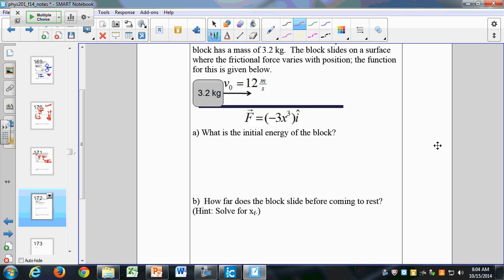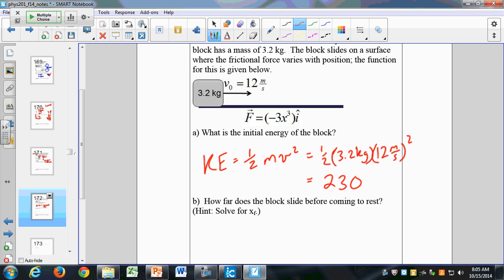Okay, what do you think? I got, well, it's the kinetic energy, and that's 230.4. That's right, 230 joules. So my initial energy is all in kinetic energy, and that's equal to 1/2 mv squared, which is 1/2 of 3.2 times v, which is 12, squared, and that's equal to 230 joules.